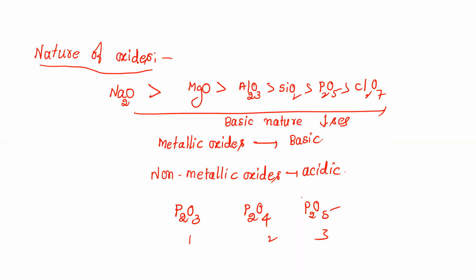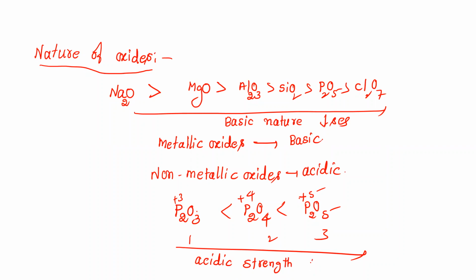P2O5 is more acidic because here the oxidation state is more. When the oxidation state is more, the tendency of attracting electrons also becomes more. Simply, as the oxidation number increases, acidic character increases. In case the central atom is the same, as the oxidation number increases, acidic character increases. Lewis acidic character increases. Acidic strength increases.